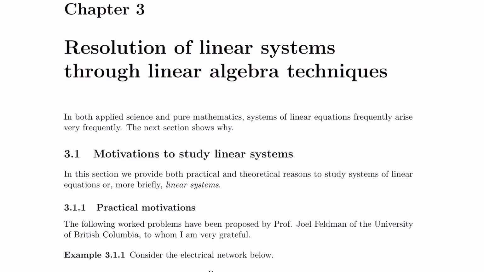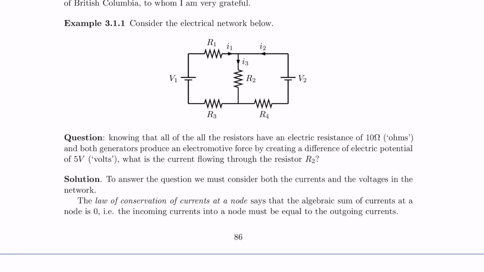Let's start with two practical motivations. The first one comes from the theory of electronic networks. The question regarding this network is the following. Knowing that all the resistors, meaning R1, R2, R3, and R4, have an electric resistance of 10 ohms, and knowing that the two generators of electromotive force produce a difference of electric potential of 5 volts, what is the current flowing through the resistor R2, that is the current I3?